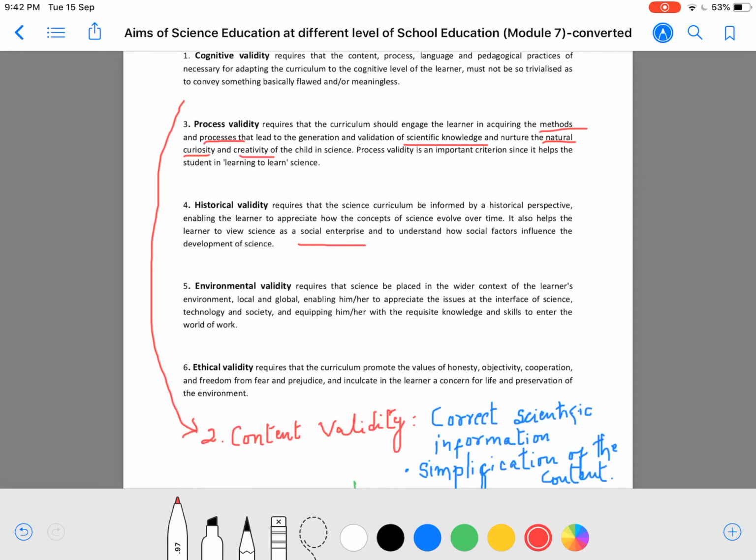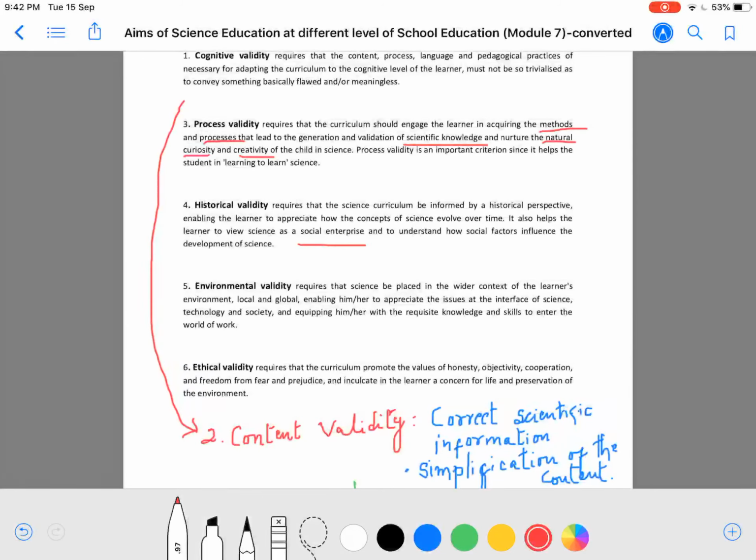And the curriculum has to be arranged in such a way that the learner will gain the requisite knowledge and skills to enter the world of work. That means vocational importance.